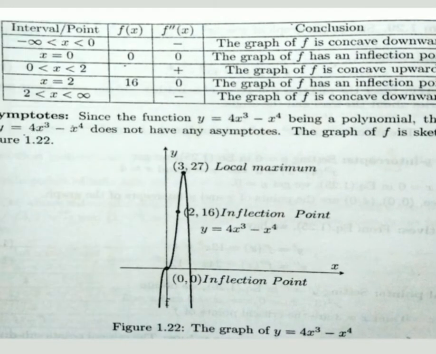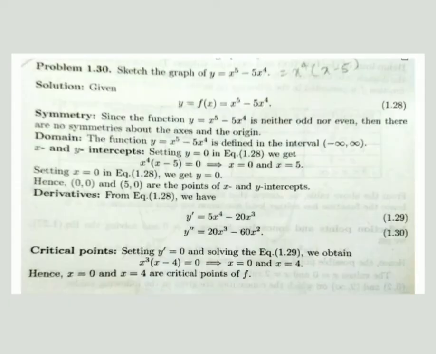We have the local maximum at (3, 27) and there is no local minimum at all. The points of inflection are at (2, 16) and one more point, (0, 0). We have the two points of inflection here. Let us move to the next problem.